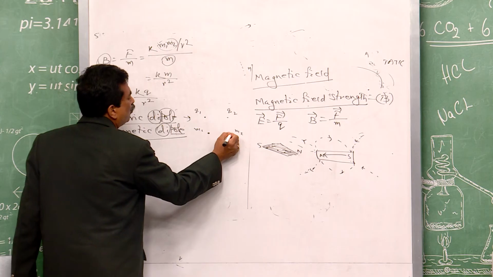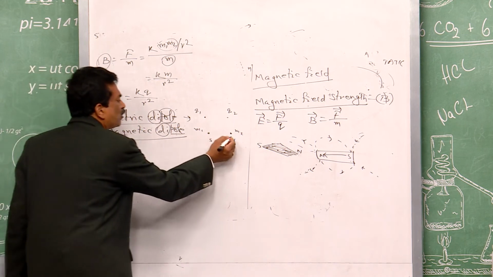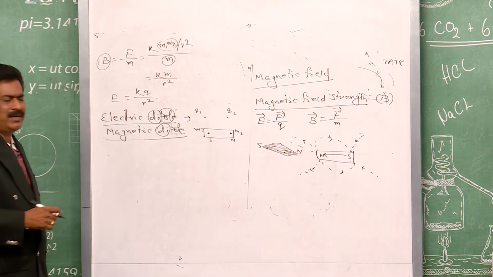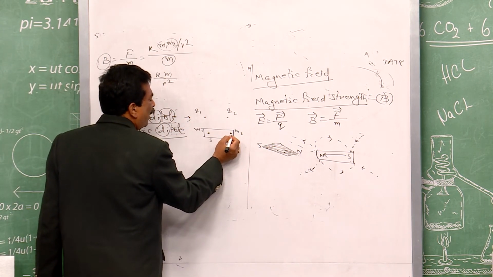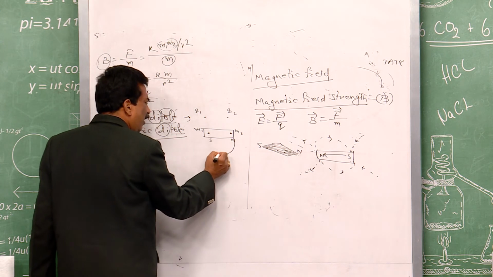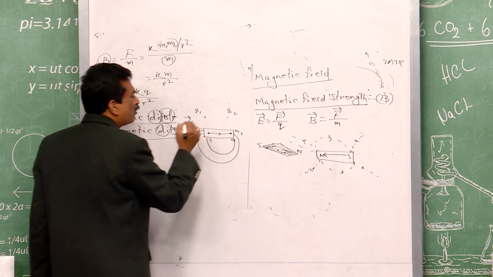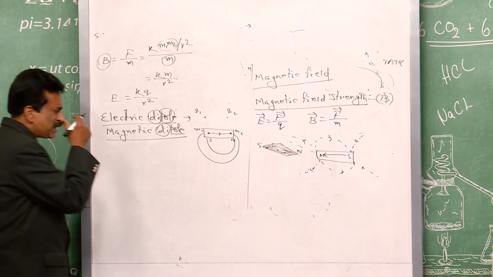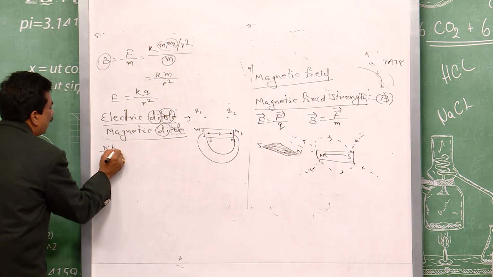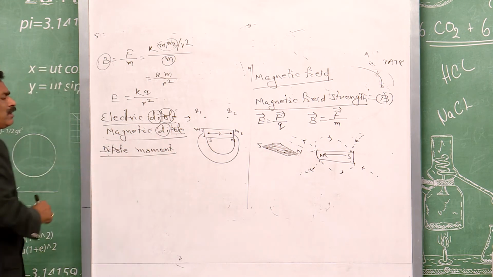Suppose these are the two poles. If one is the north pole, one is the south pole. So this north pole and south pole exist in a magnet. Inside the magnet, the force is coming from north to south. So it will come from north to south, again from north to south, and inside that one it will go from south to north. Means inside the dipole there will be some field, and that is known as the dipole moment.